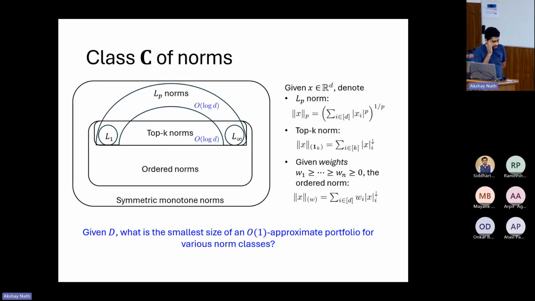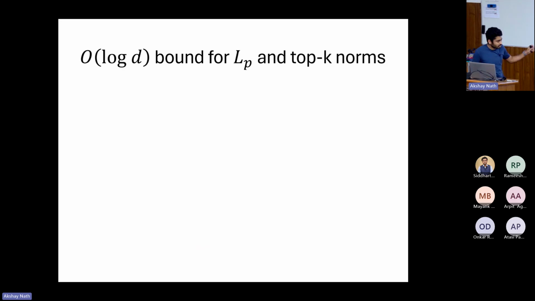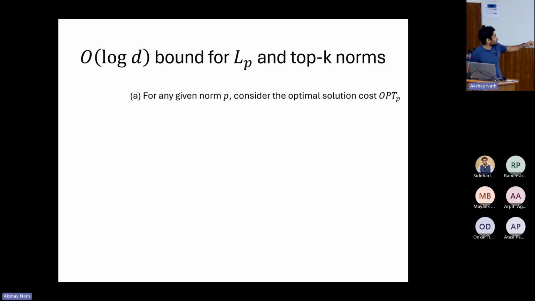That sort of argument is actually present in a 2008 paper, but let me present a different argument for the same thing. I'll present the argument for LP norms. The same argument holds for top K norms. Given a P, let me denote the optimal cost by opt P. And opt P is a non-increasing function of P, because LP norms are decreasing in P as you increase P. And finally, the L1 and L infinity norms are within a factor D of each other.